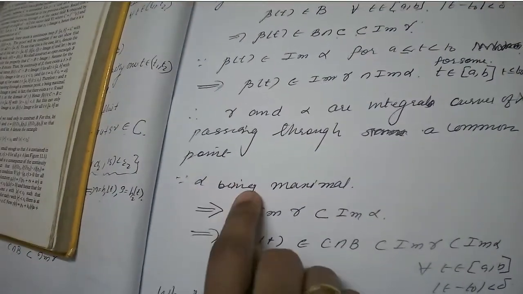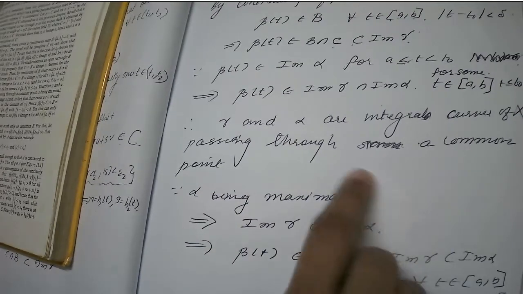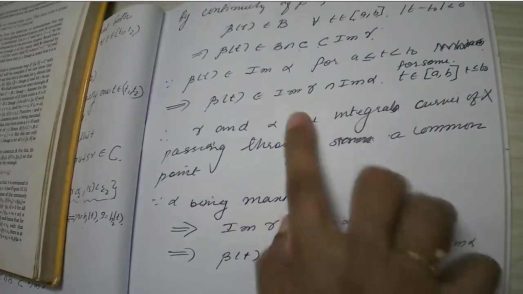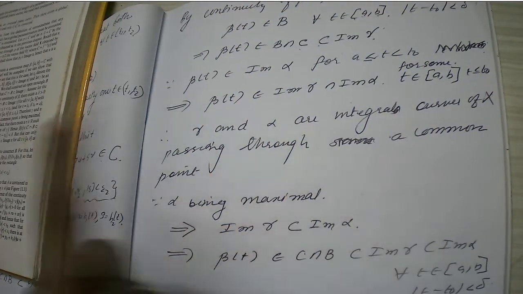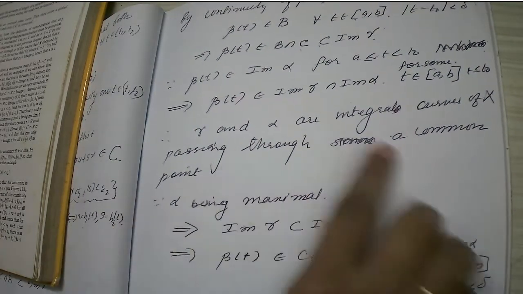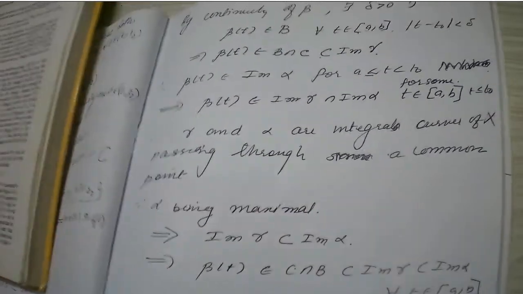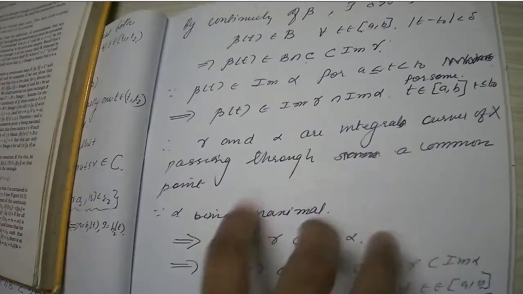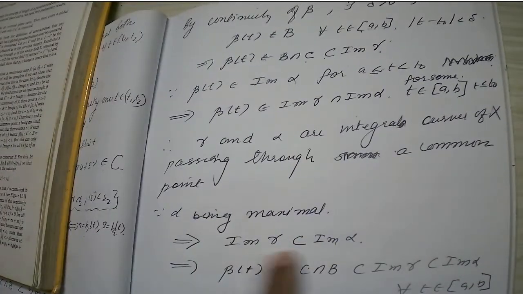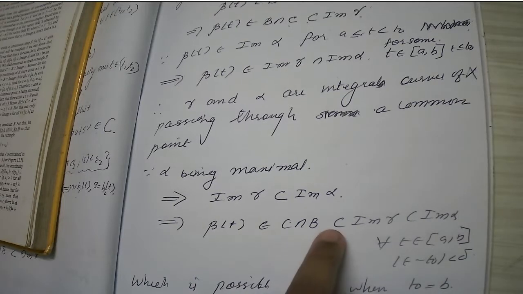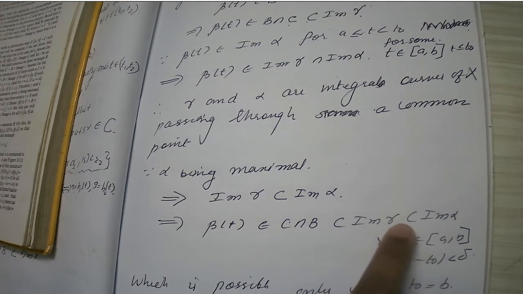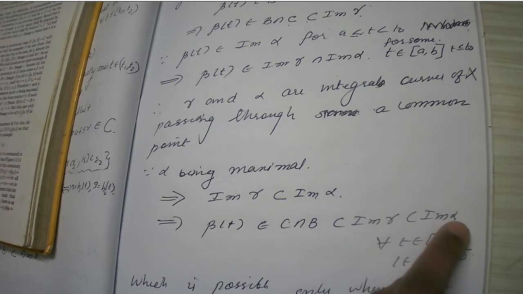So, since alpha is maximal, you can say that everything will come inside only. So, the image of gamma should be a subset of the image of alpha. By the construction I told, the C curve is coming, and only that intersection part we have told. That means the image of gamma will come inside your image of alpha. That means beta of t is an element of C intersection B, which is contained in the image of gamma and also contained in the image of alpha.